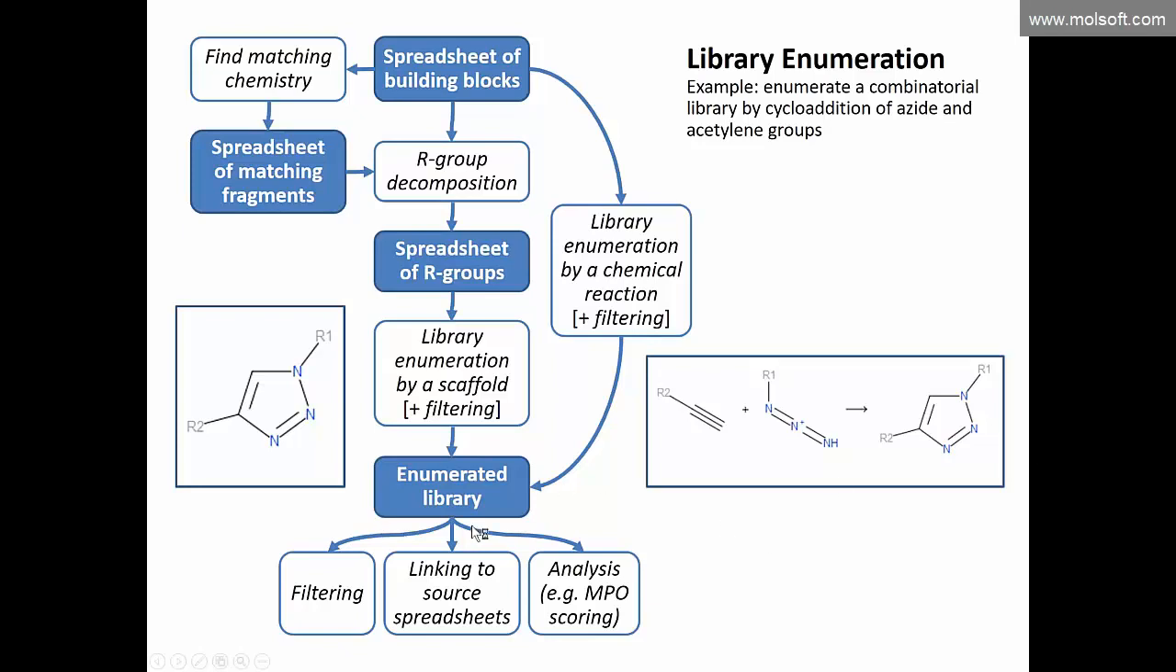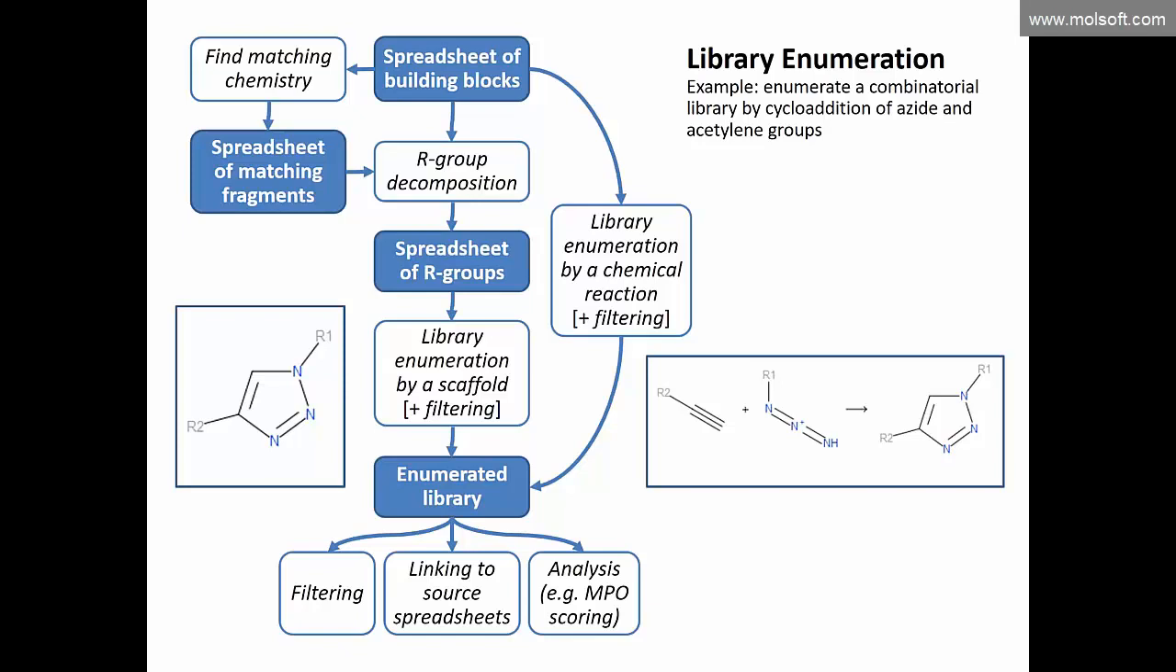And then you have an enumerated library. It could be very large, so you may want to filter it by certain properties. You may also want to link to the original source spreadsheet, so you can see what substituents are forming R1 and R2. And then you may want to analyze it using a method called multi-parameter optimization scoring. So you can give each chemical in your library a score based on a number of different properties, such as the Lipinski rule properties or CNS-based properties, or your own user-defined properties.